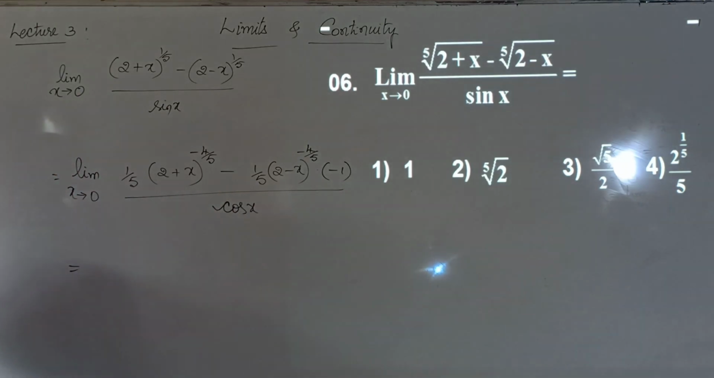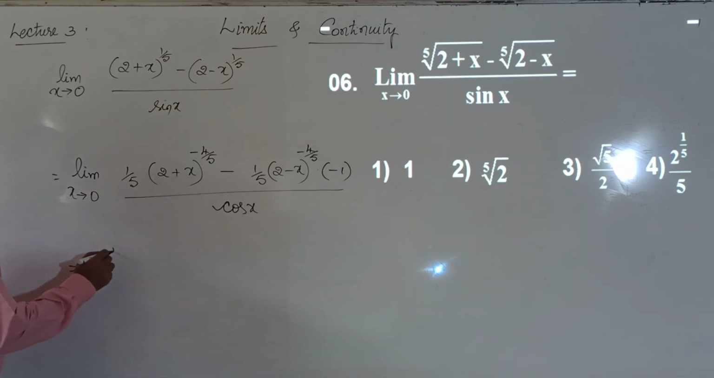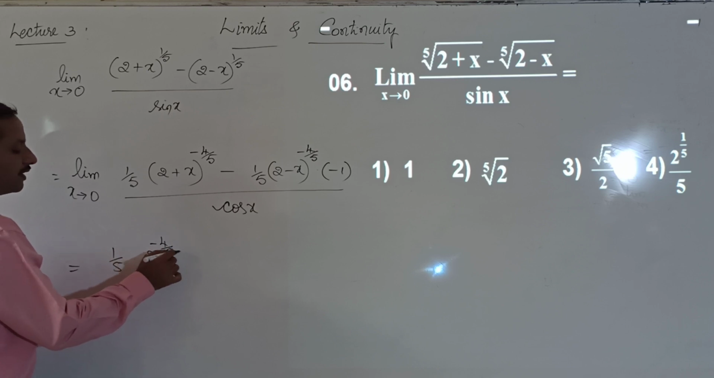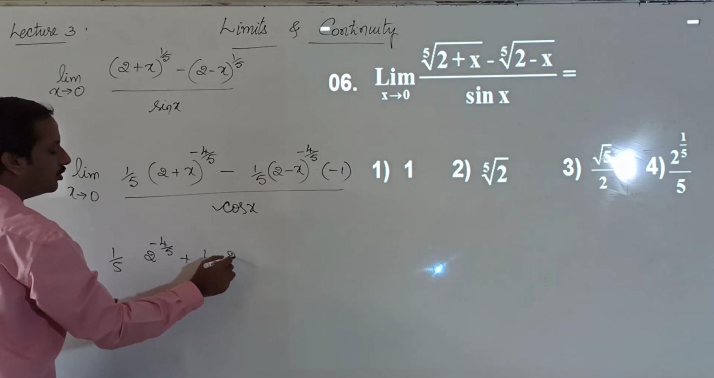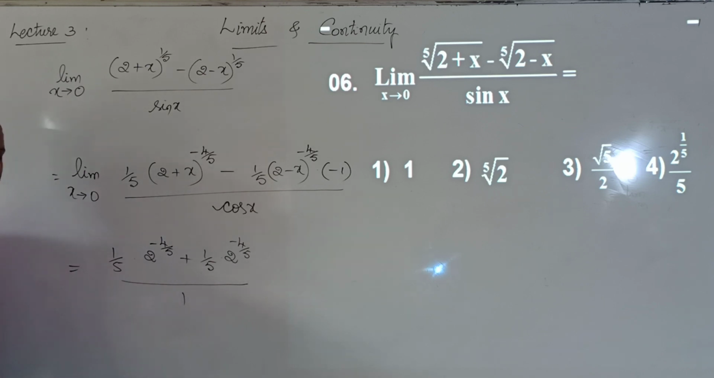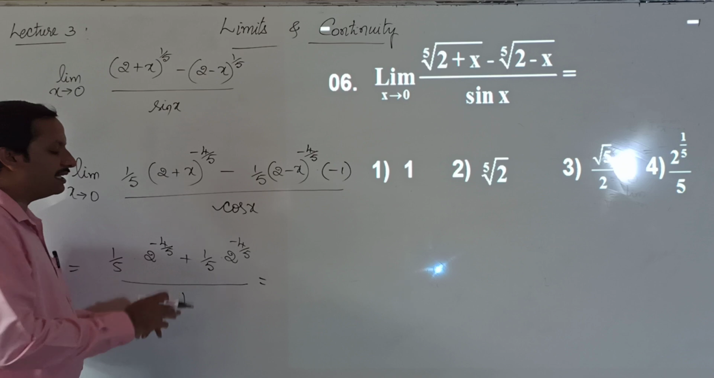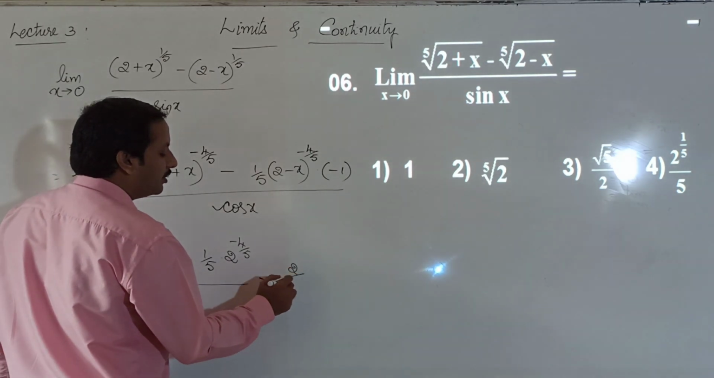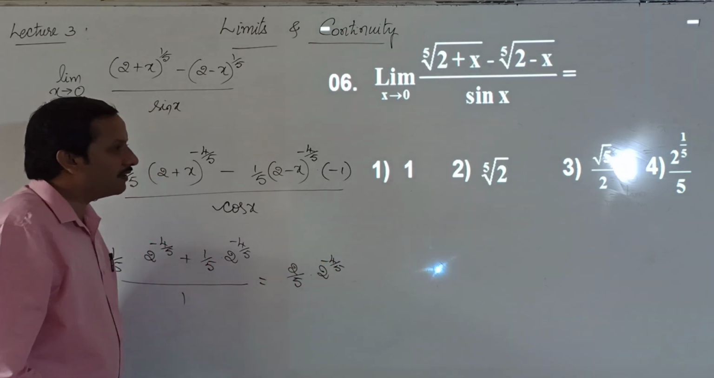Okay, apply the limit as x tends to 0 now. So what do you get? 2 plus 0, that is 2. So 1 by 5 into 2 to the power minus 4 by 5. Here minus into minus will come plus 1 by 5 into 2 to the power minus 4 by 5, divided by cos 0. When I apply the limit, we get cos 0, which is equal to 1. So 1 by 5 into 2 power minus 4 by 5 plus 1 by 5 into 2 power minus 4 by 5. Together it will become 2 by 5 into 2 to the power minus 4 by 5.